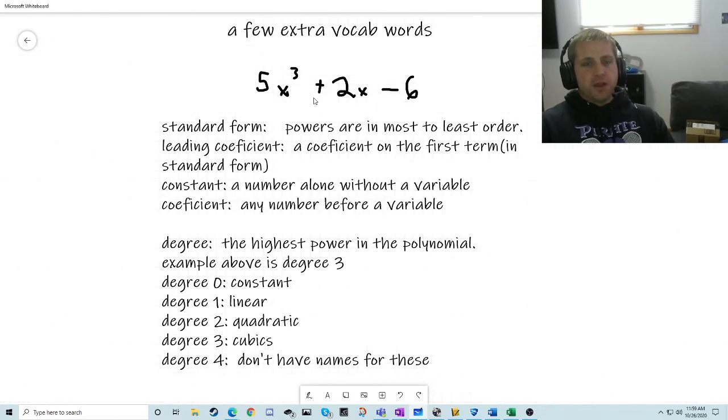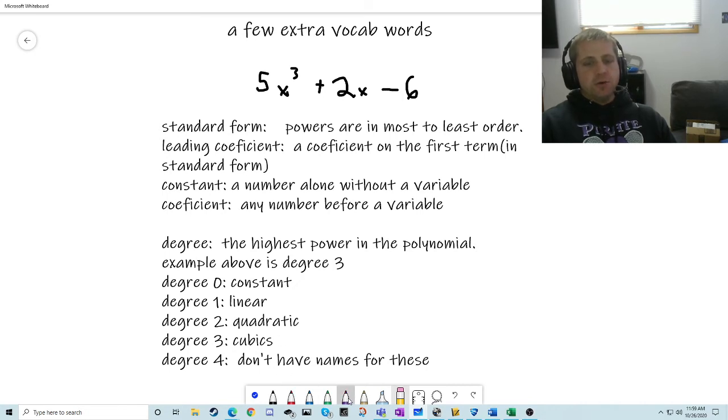A few extra vocab words. Standard form means the powers are in the most to least order. This technically is a power of 1, and this has an x to the 0, which is just 1 on it. So it's a power of 0 on the variable. So it's biggest to smallest: 3, 1, 0. That's the right order.